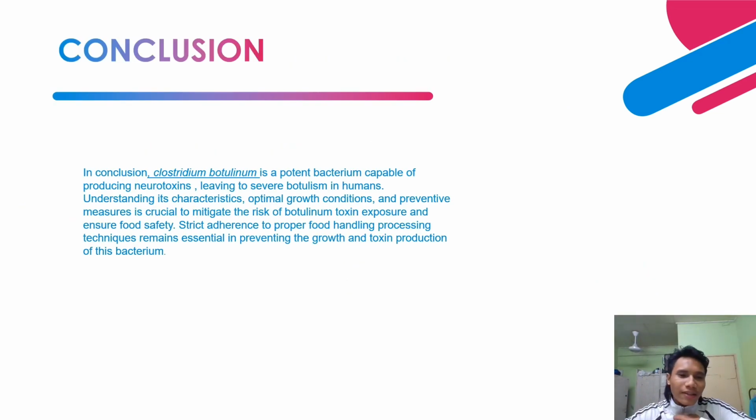Lastly, we have the conclusion. Clostridium botulinum is a potent bacterium capable of producing neurotoxins, leading to severe botulism in humans. Understanding its characteristics, optimal growth conditions, and preventive measures is crucial to mitigate the risks of botulinum toxin exposure and ensure food safety. Strict adherence to proper food handling processes and techniques remains essential in preventing the growth and toxin production of this bacterium.